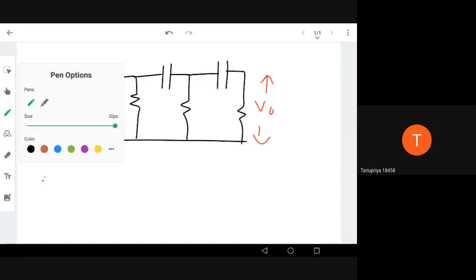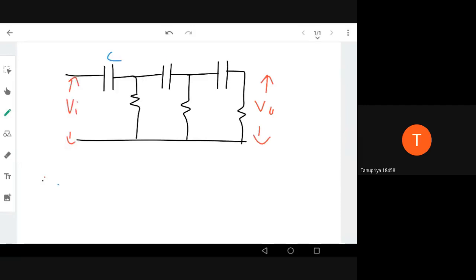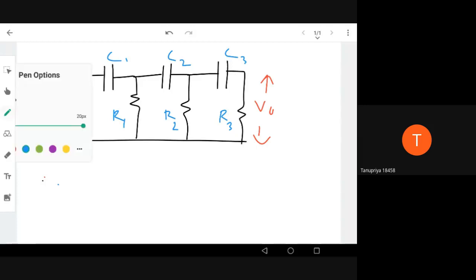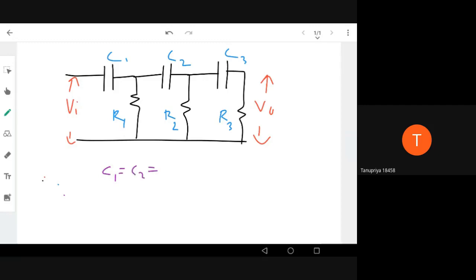We can assume here all the capacitances are C, and the resistances R. Here also the question remains the same: what is the transfer function? Initially you can calculate with R1, R2, R3, C1, C2, C3 and find the transfer function. Then take a special case: C1 equal to C2 equal to C3, which you can take as C, and similarly R1 equal to R2 equal to R3 equal to a single R. This is a special case.